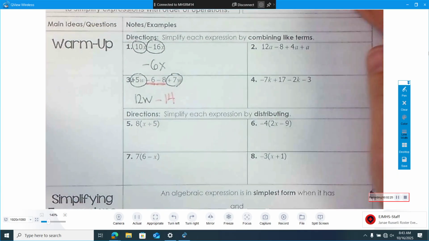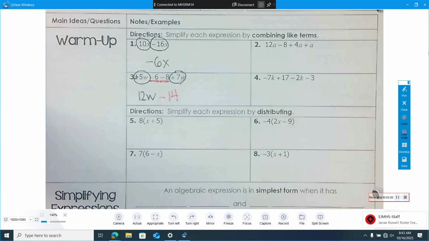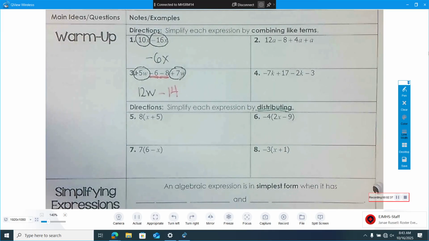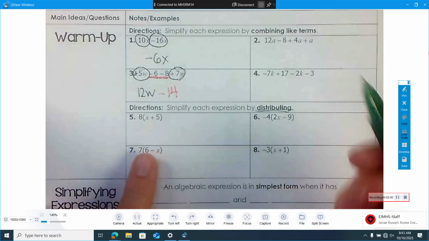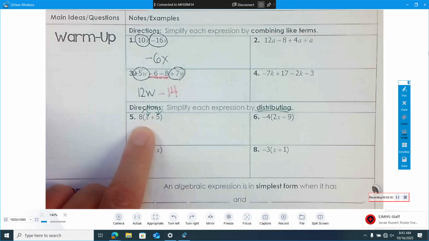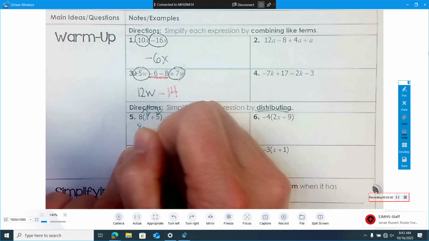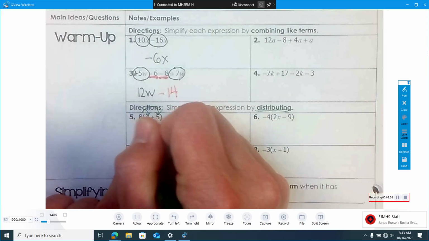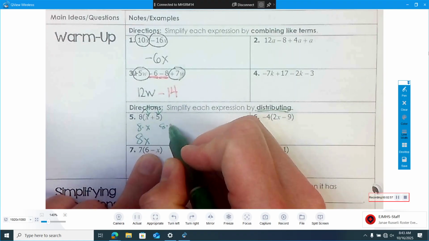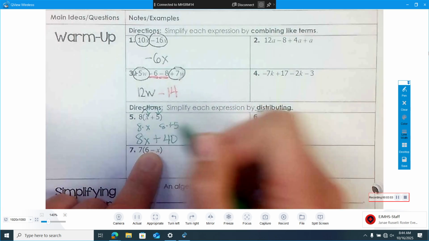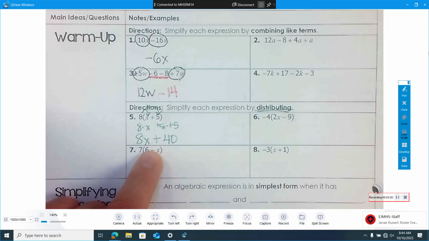Now, we also have been distributing. What do we need to do when we distribute? What operation are we doing? Add, subtract, multiply, or divide? Multiply. Very good. Distributing is multiplying. So we are multiplying that 8 to both things. So it becomes 8 times x. What is 8 times x? 8x. And then we have 8 times the positive 5. What is 8 times the positive 5? Positive 40.